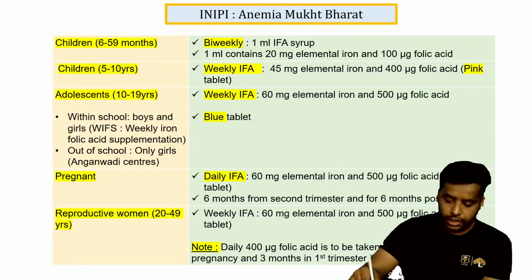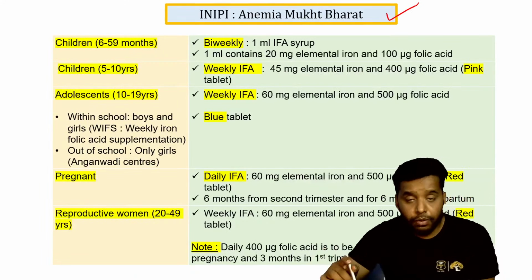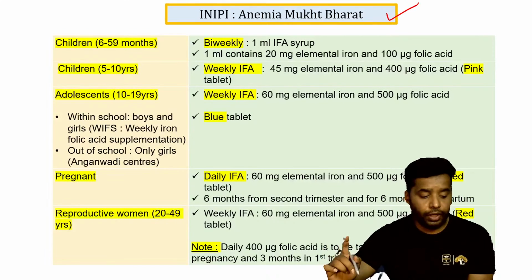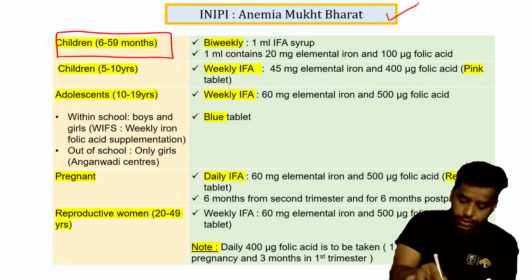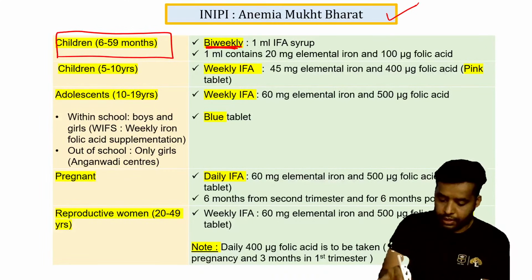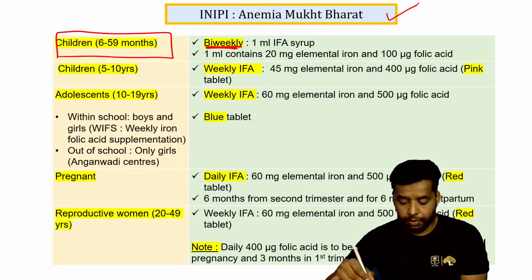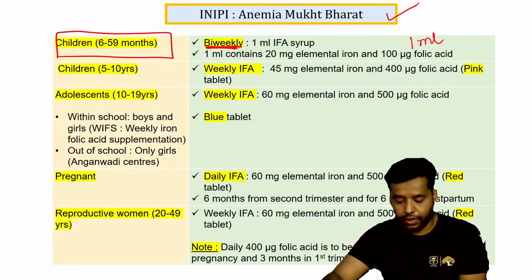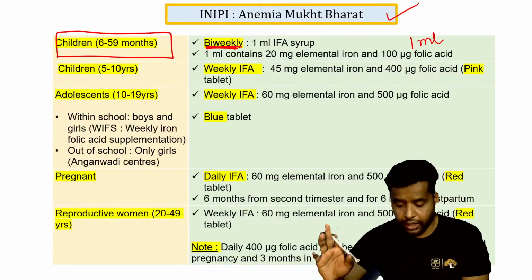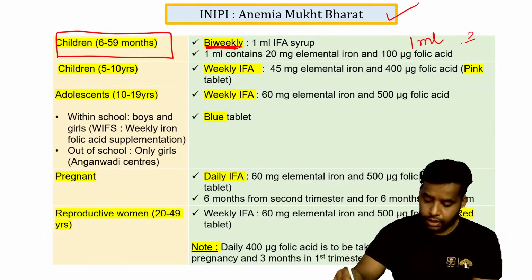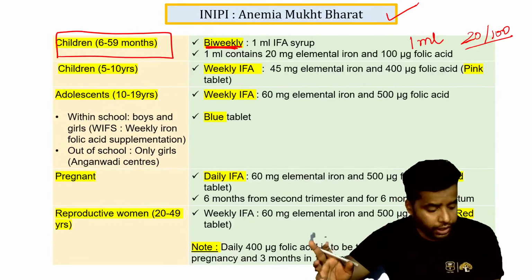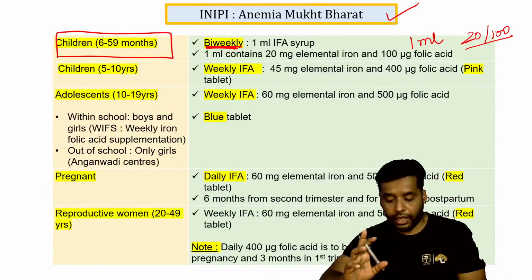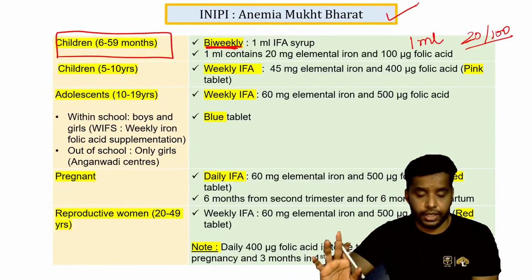One more nutrition related topic: Anemia Mukt Bharat. Age-wise supplementation is a must. You should know. 6 months to 5 years: bi-weekly supplementation. 1 ml IFA syrup is used. What is the dose of 1 ml? 20, 100. Don't make a mistake. That supplementation dose is 20 mg elemental iron, 100 microgram folic acid.